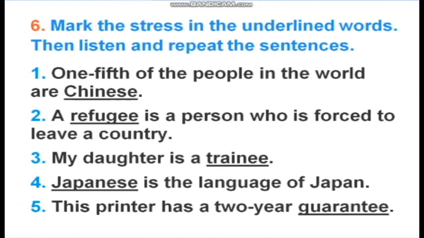1. 1/5 of the people in the world are Chinese. 2. A refugee is a person who is forced to leave a country. 3. My daughter is a trainee. 4. Japanese is the language of Japan. 5. This printer has a 2-year guarantee.